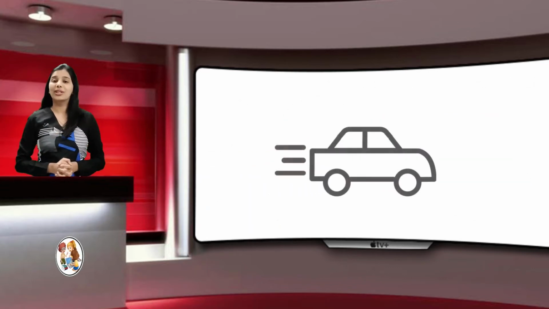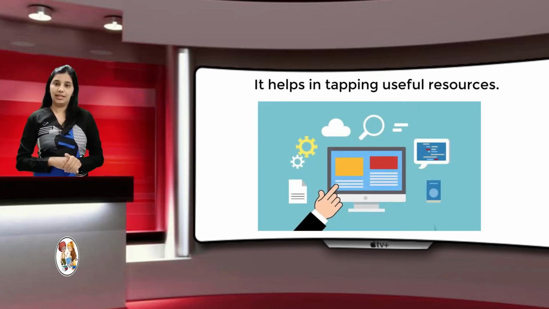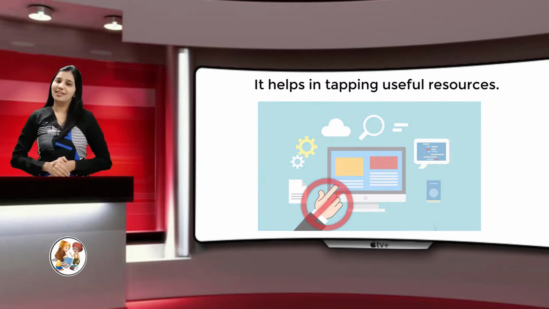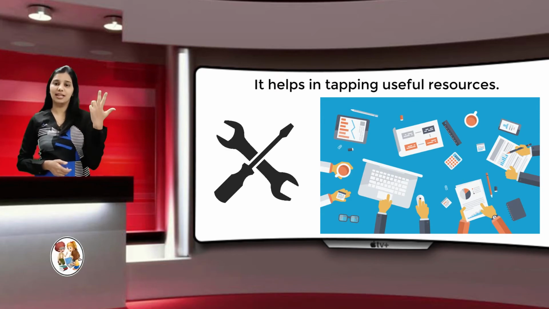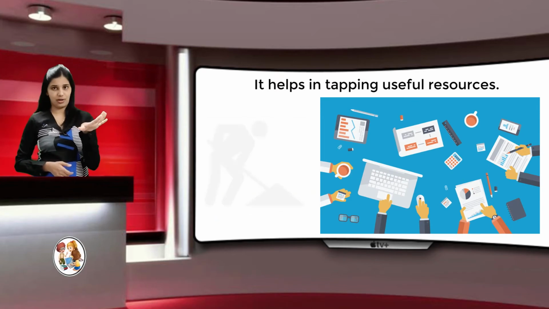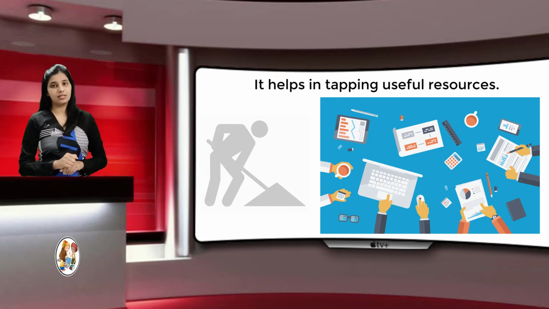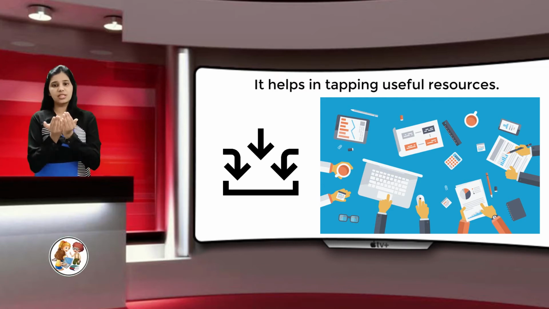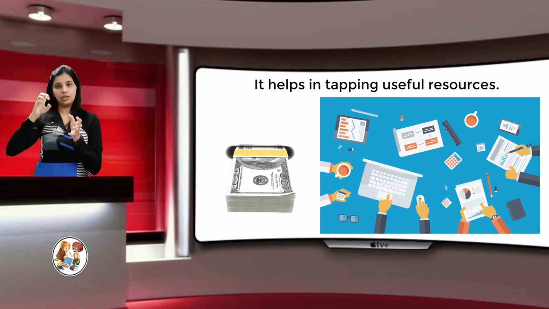Now we will move to the third point, that is, it helps in tapping the useful resources. Tapping, don't connect with that tapping. See, we'll see what it means. Business requires many resources like raw materials, tools, equipment, finance, labor, etc. for performing the business activities. These resources are known as the inputs. Business environment provides all these inputs to the business firms for carrying out their activities and also expects something in return. When you give input, you expect output.